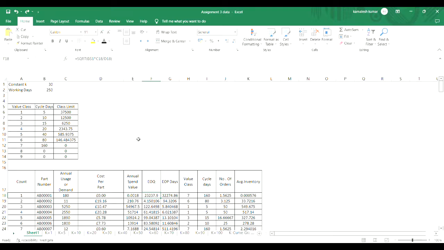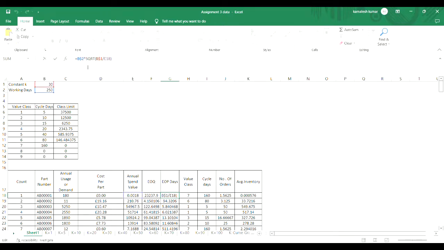Next we will calculate the EOP days. EOP days is equal to EOQ by annual spend. That is the formula for EOP. The same formula you can see here, I highlighted for you. It is nothing but 250, I mean working days, into square root of k by annual spend. That is the formula of EOP in days.